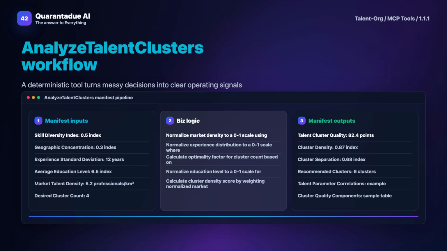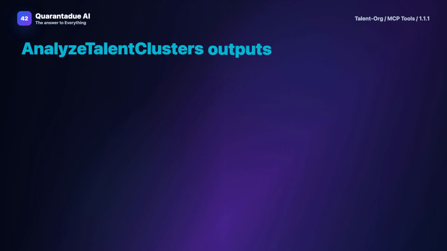Normalize education level to a 0-1 scale for quality index calculation and calculate cluster density score by weighting normalized market density, geographic concentration, and experience uniformity. This keeps the process deterministic, reviewable, and aligned with how talent org teams actually make decisions.